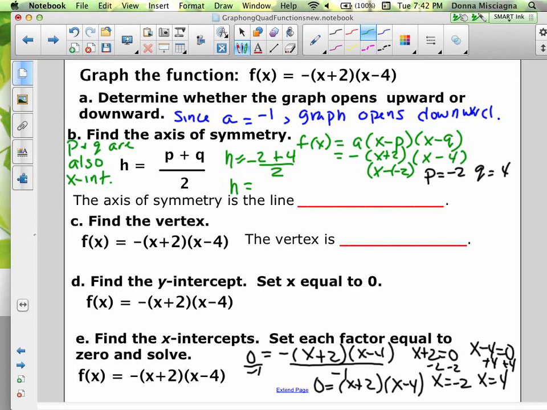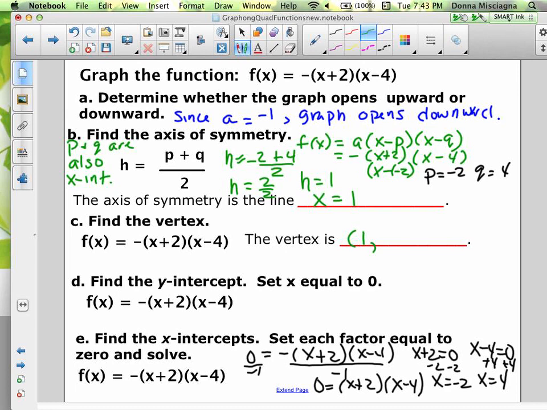Now that we have our x-intercepts already done, let's find our axis of symmetry and our vertex. If we add our x-intercepts, negative 2 plus 4, we get a positive 2. And if we divide that by 2, h equals 1 is our axis of symmetry. And since it's a vertical line through the x-axis, let's write that as x equals 1. So h equals 1 means that it's the x-coordinate of our vertex. It's also the point that the axis of symmetry goes through. We usually write vertical lines as x equals a constant.